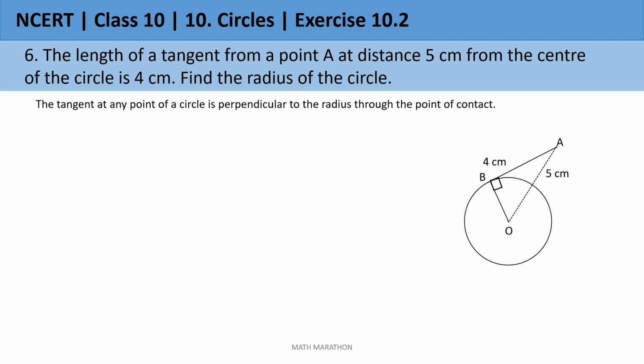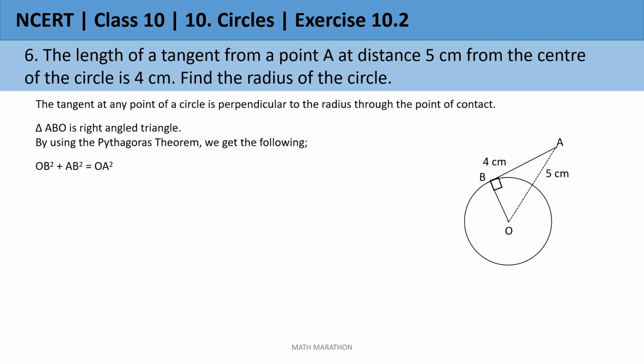The tangent at any point of a circle is perpendicular to the radius through the point of contact. So, triangle ABO is right-angled triangle. We can use Pythagoras theorem. OB square plus AB square is equal to OA square. OB square plus 4 square is equal to 5 square. OB square plus 16 is equal to 25.